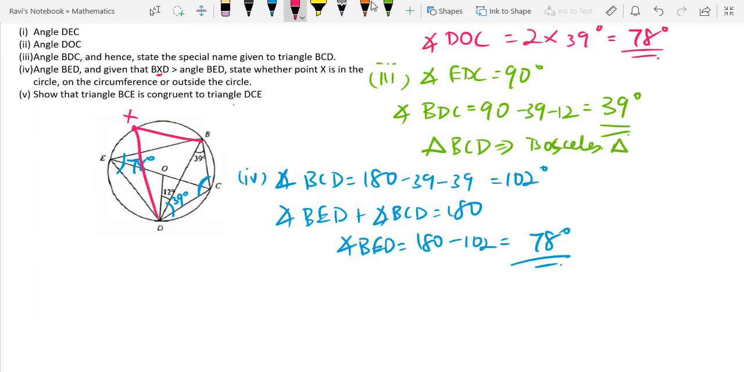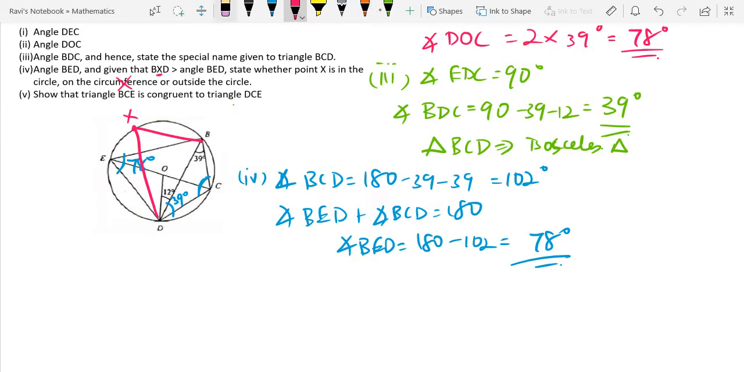You will see that BED and BXD have the same common base points B and D. So similar to earlier, these are two angles in the same segment. So if X was on the circle circumference, then angle BXD would also be 78 degrees. Okay, so X cannot be on the circumference. Alright, so we know that is not the answer. Now, the other two options are inside the circle or outside the circle.